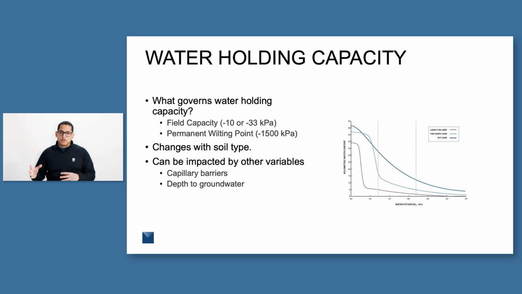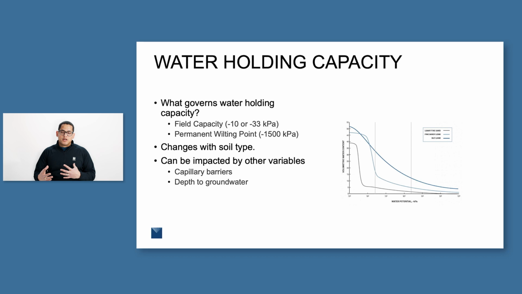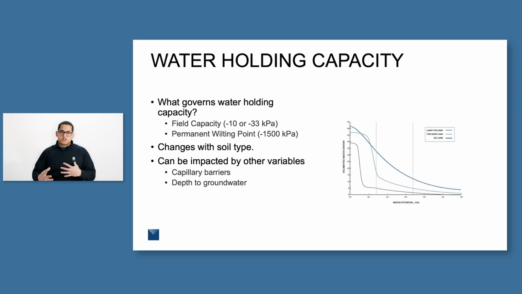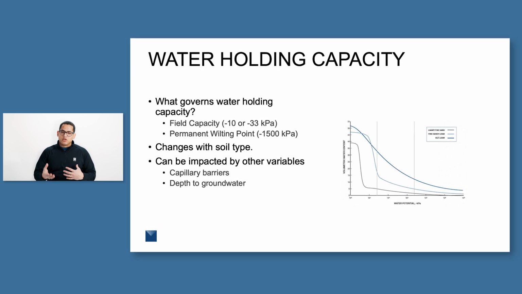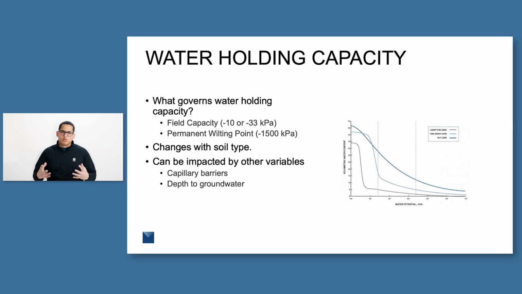There are other things as well that can impact what that looks like, including capillary barriers in the soil and depth of groundwater. That can change what the water holding capacity of the soil actually looks like, but oftentimes we don't measure those when we're trying to define our water holding capacity. So I've gone over a few basic fundamentals of matric potential and water content and what makes up the soil moisture release curve. In our next video, I'm going to talk about the tools behind making the measurements.